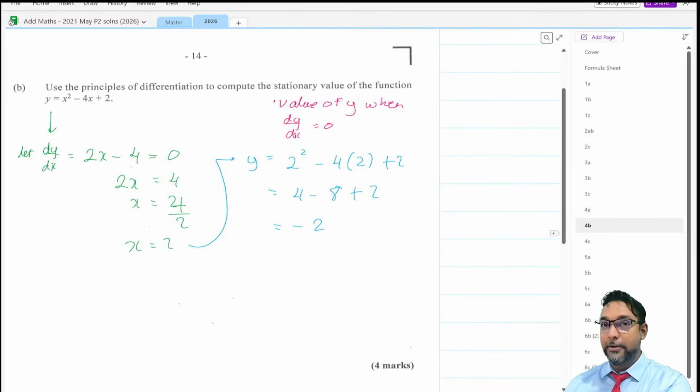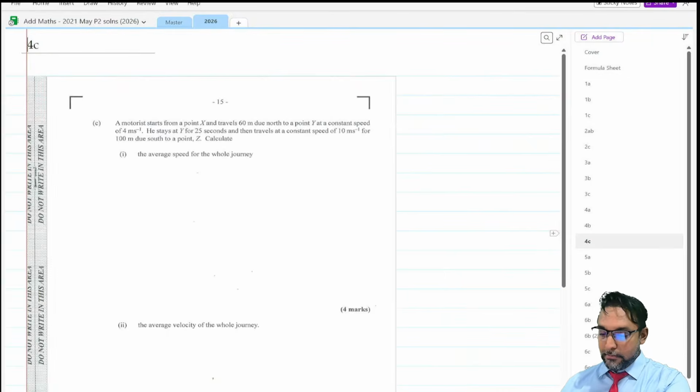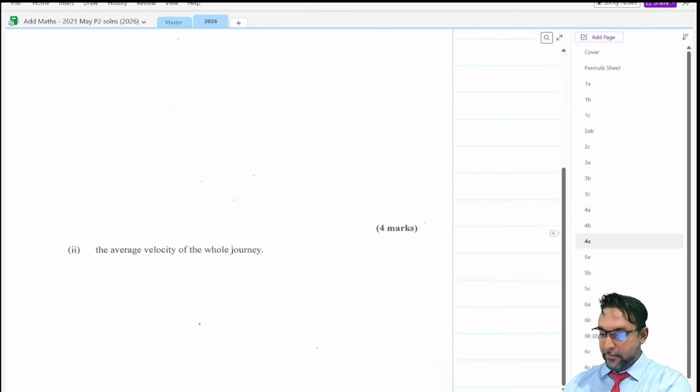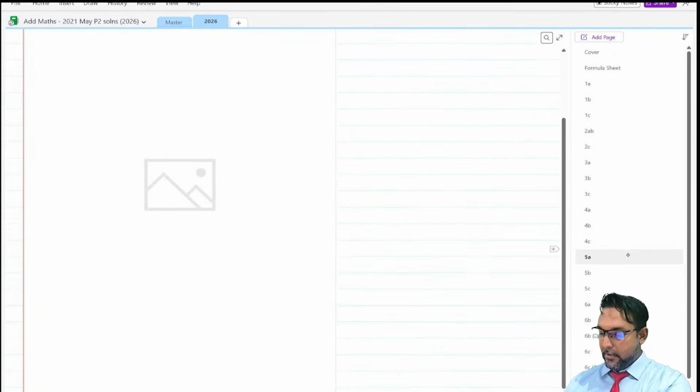Can I go to 4C? A motorist, boy? We're motorizing. What's the difference?